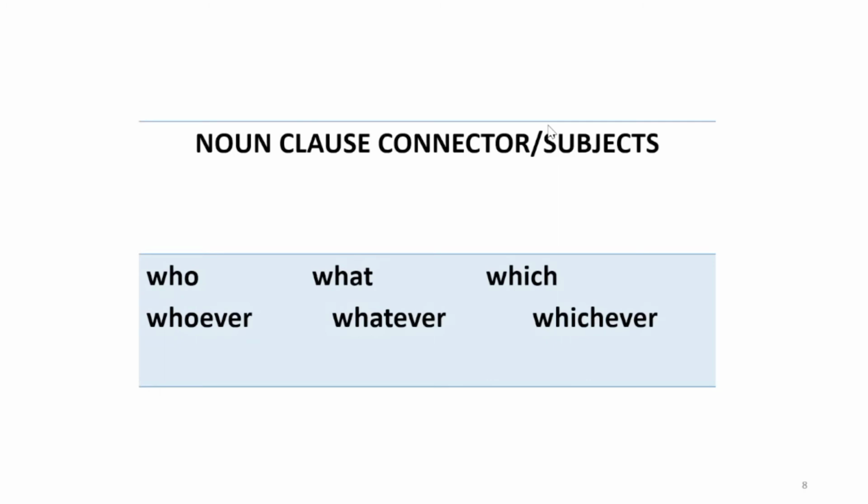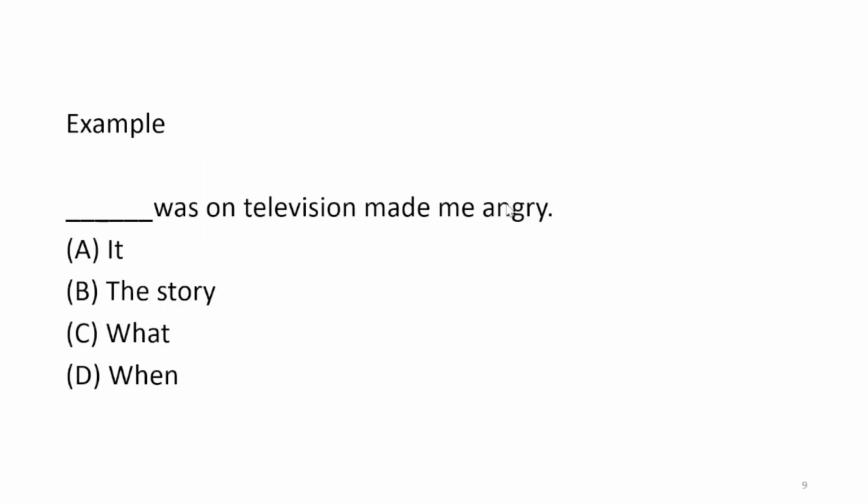Okay, so here are some connectors that we can use in noun clause connector subjects: who, what, which, whoever, whatever, and whichever. So there are fewer connectors than the noun clause connectors. Okay, now let's try this example. Blah blah blah was on television, made me angry.